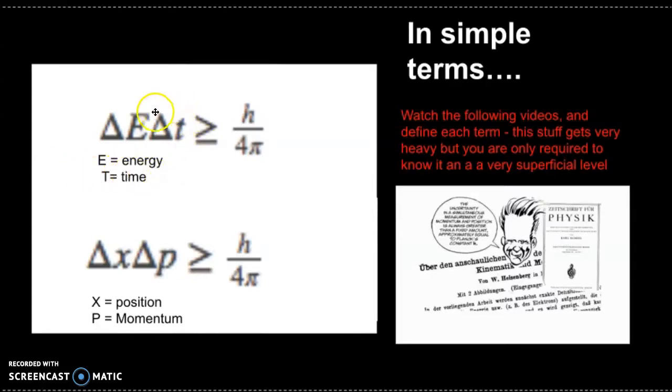Similarly, we can say with certainty how long a particle will be in a specific place, but once we do that, we do not know how much energy it has, right? And vice versa. Now, these equate in very simple terms to: your uncertainty in energy times the uncertainty in time is equal to or greater than Planck's constant over 4 pi. Similarly, your uncertainty in x times your uncertainty in momentum is equal to or greater than Planck's constant over 4 pi.